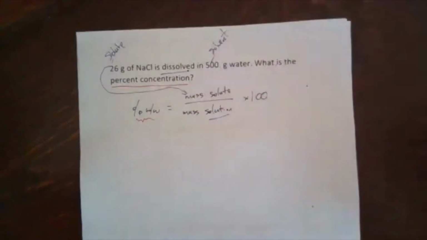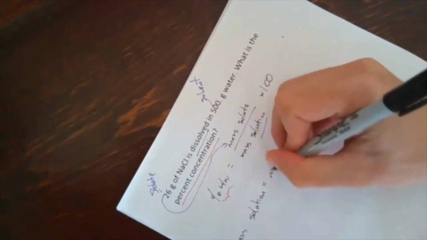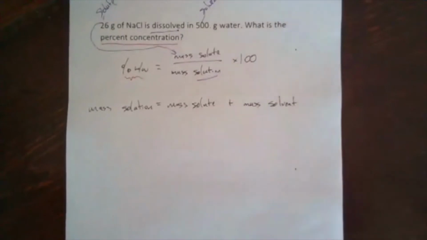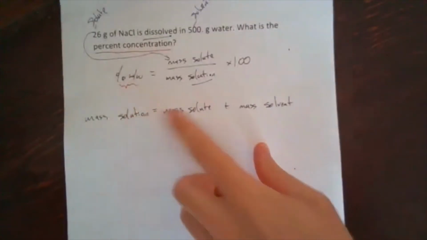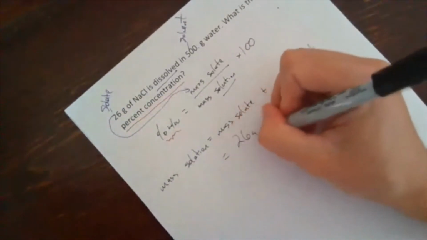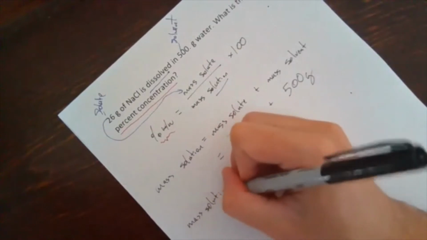We want mass of solution. We are not given the mass of solution, but we can calculate it. The mass of solution is always equal to mass of solute plus mass of solvent. We say that mass is additive. If you have two samples of matter and you put them together, the mass of the resulting matter will be just the addition of the two components. A solution is made of solute and solvent, so if we add those two masses together, we will get the total mass. The mass of solute is our 26 grams plus 500 grams for the solvent. So the mass of solution is equal to 526 grams.